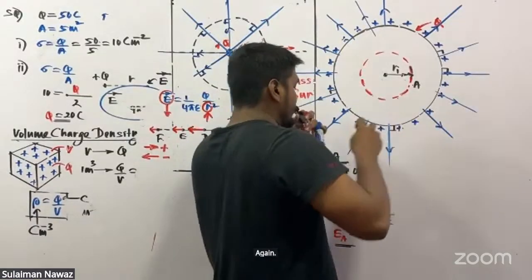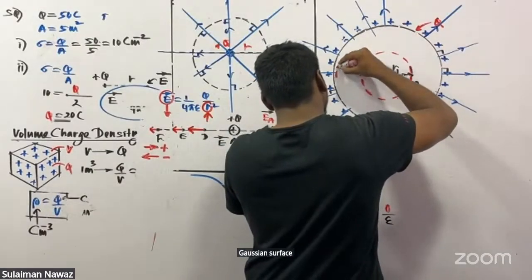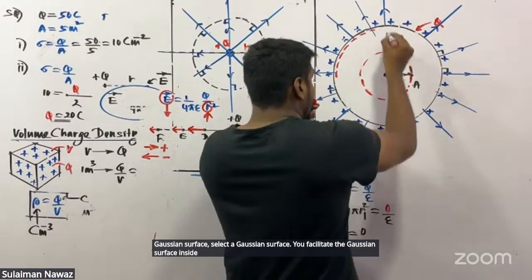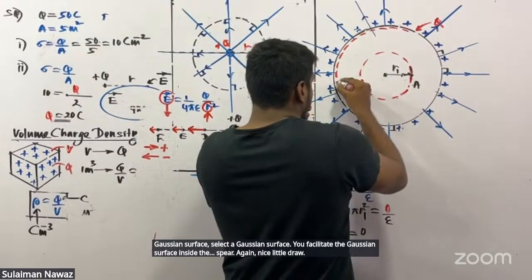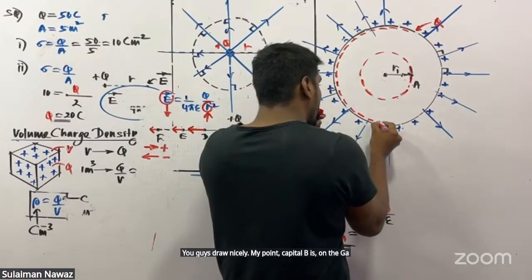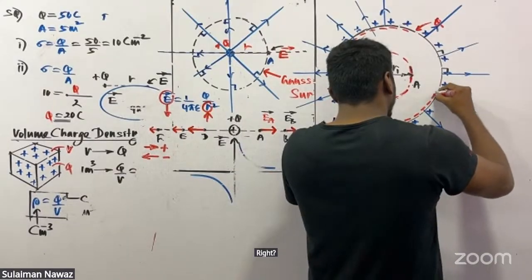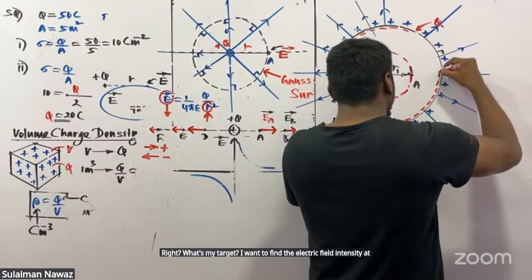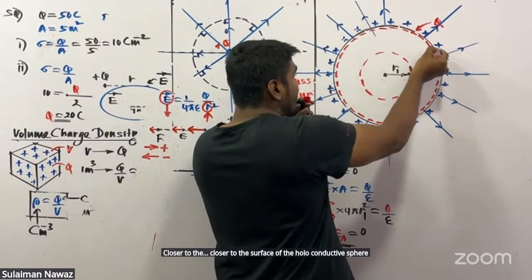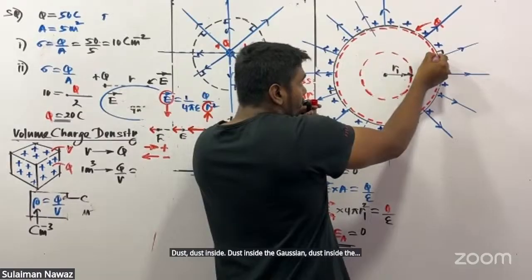Again, you want to select a Gaussian surface. If I select a Gaussian surface inside the sphere, draw it nicely. My point capital B is on this Gaussian surface. What's my target? I want to find the electric field intensity at a point close to the surface of the hollow conductive sphere, but just inside it.